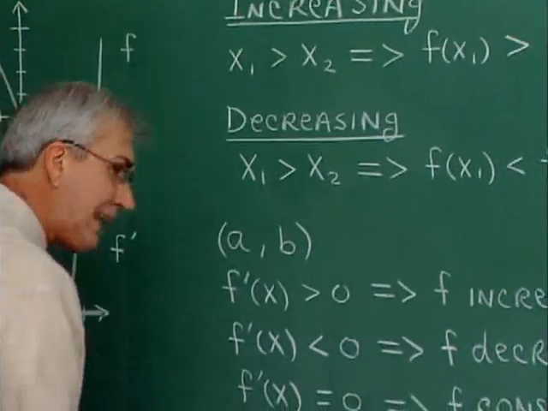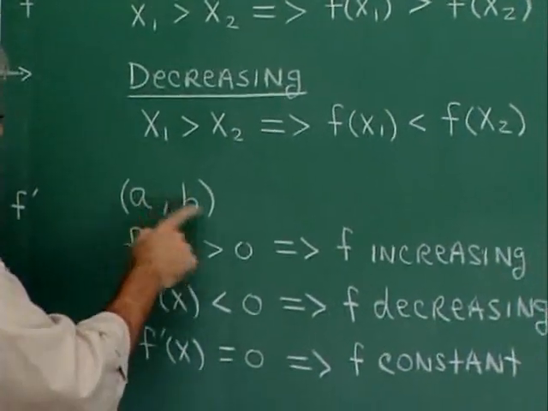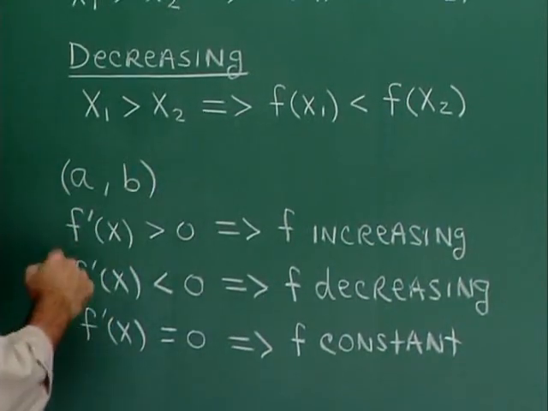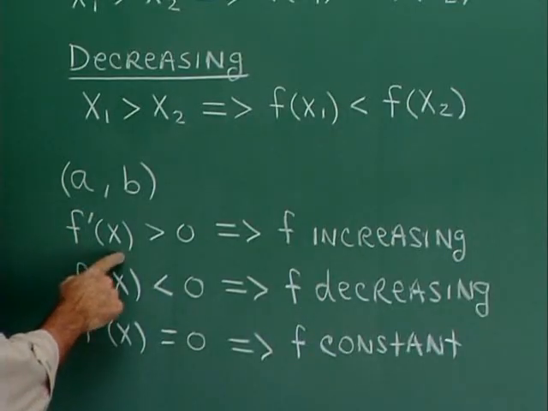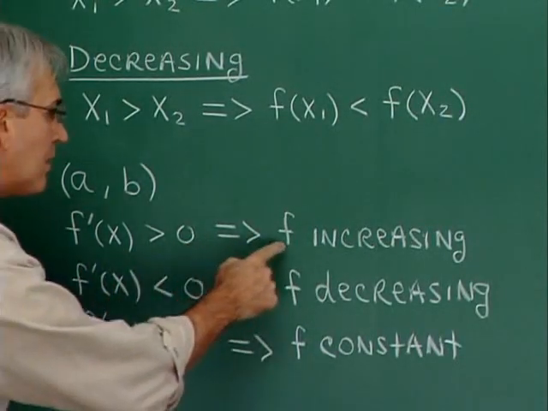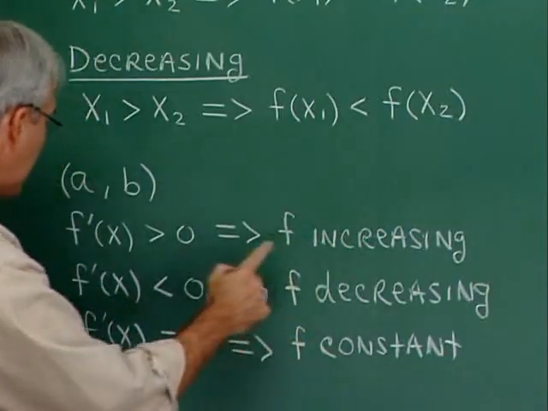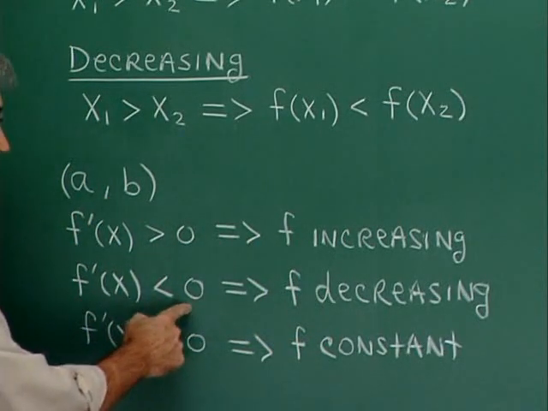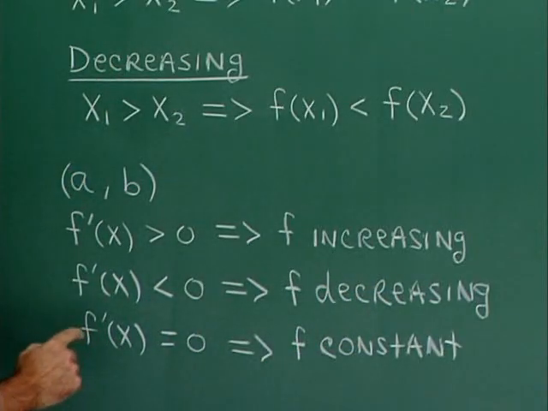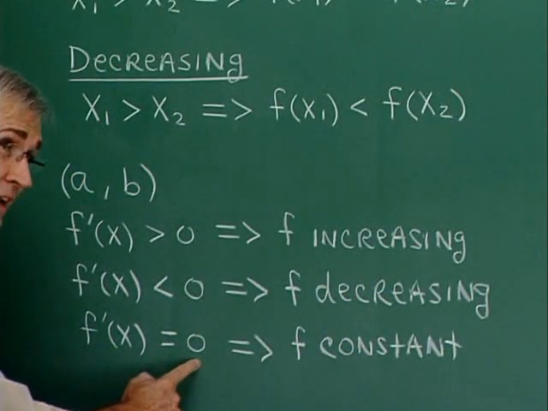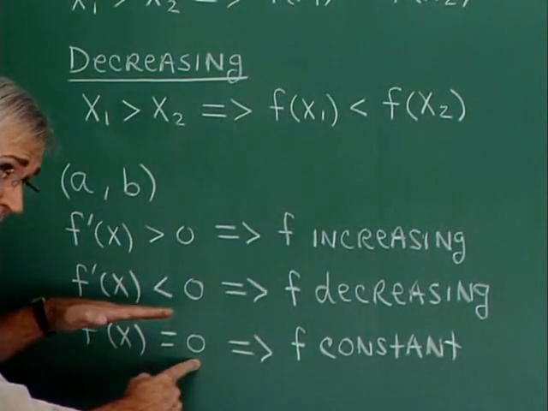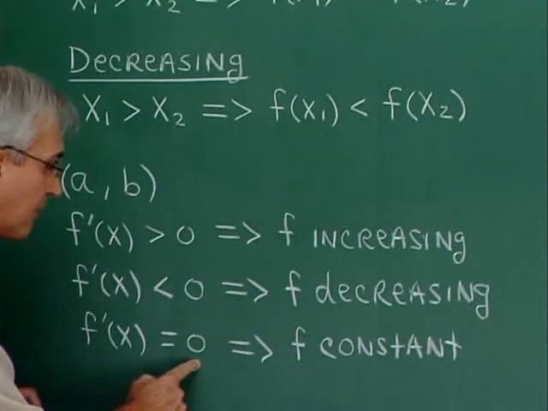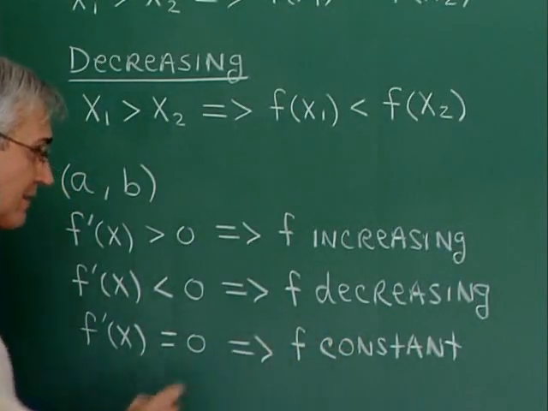Okay, now here's the interesting part. In an interval a to b, if it turns out that throughout this interval the derivative function is positive, then the function itself is increasing. And if in that interval the derivative function is negative, then f is decreasing. And if the derivative function is 0, you see, then that's the situation. The slope of the tangent line is 0, and therefore we have a horizontal tangent line, and therefore f is constant.